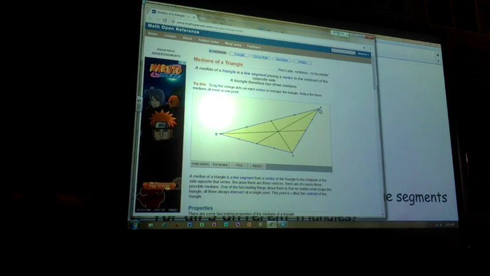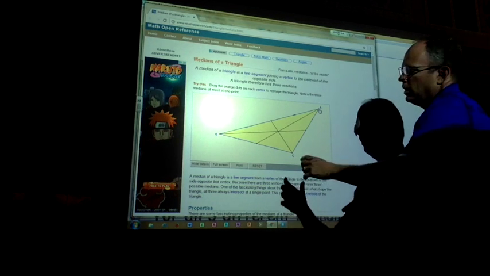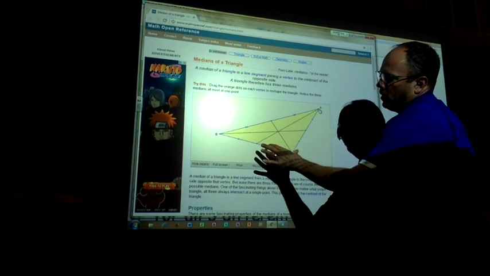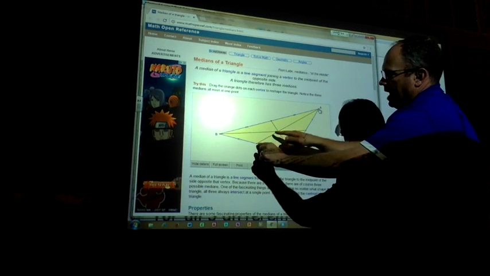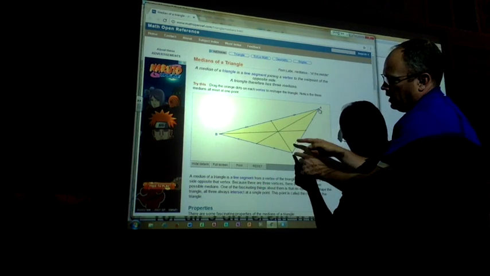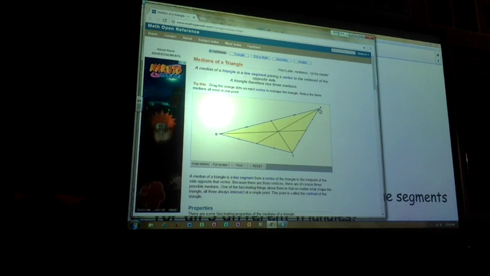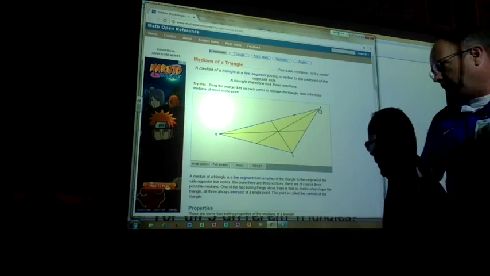So the median of a triangle is the line segment from the vertex of the triangle to the midpoint of the opposite side. Okay, so if I were to find the halfway point of this segment and put a dot, and then take that dot and go right to the vertex and do that on each side, notice they all converge into the center. Fascinating thing about them is no matter what the shape is, they will always intersect at a single point, and that happens to be called the centroid of the triangle.